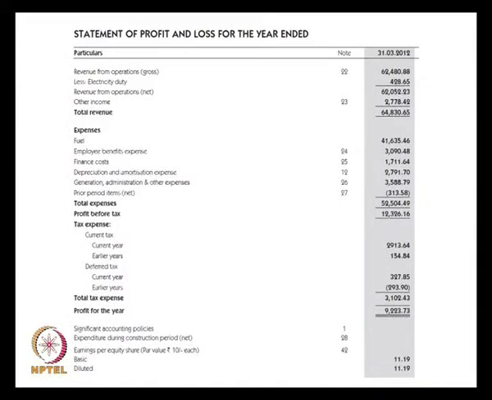So, in the case of NTPC, the net revenue from operations is 52,052.23 crores.